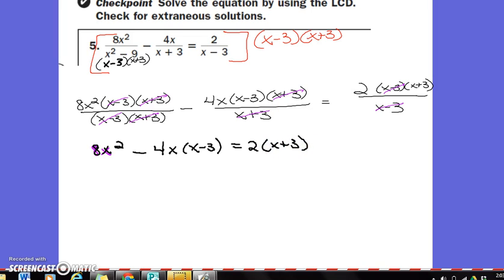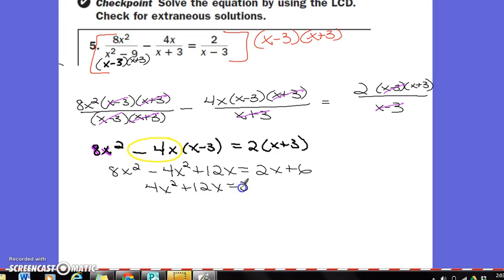Now again, remember when we distribute, we're distributing a -4x. So 8x squared minus 4x squared plus 12x equals 2x plus 6. Combine like terms: 4x squared plus 12x equals 2x plus 6. Anytime you have something squared, it is a quadratic, and you bring it over and set it equal to 0. So subtract off the 2x. We are also going to subtract off the 6, leaving me with 4x squared plus 10x minus 6 equals 0.